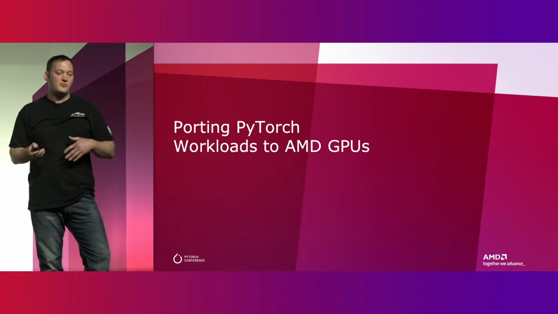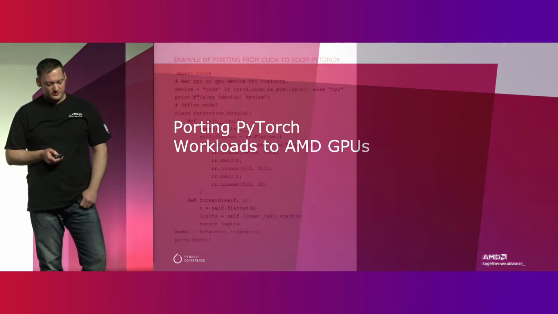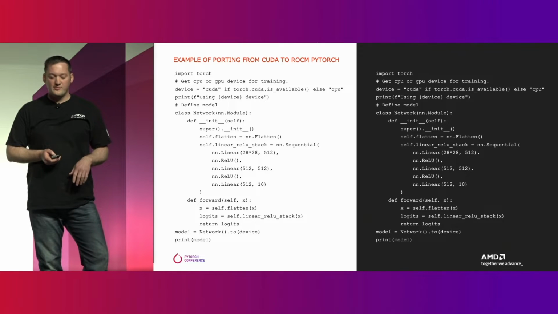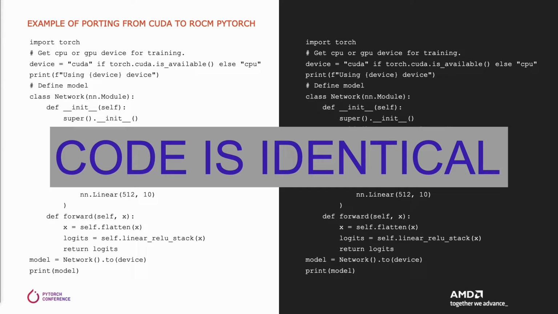All right, so we've covered how we ported PyTorch to ROCm. Now let's cover an important topic: porting your workloads to ROCm PyTorch. So on the left, we see a simple PyTorch model. And as we did before with the Hipify example, here is the version of the code for ROCm. And I'll go ahead and highlight the differences for you. There are no differences. The code is identical.